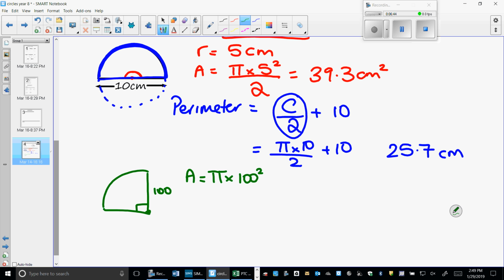And then what do we do with that number, sweetheart? Is that a full circle? No, divide by 4. Good girl. So we would divide that one by 4 because it's only a quarter of a circle. So the area ones are nice and a little bit more straightforward. So it's just pi multiplied by 100 squared and then divide that by 4. Does anyone have an answer for that for me?